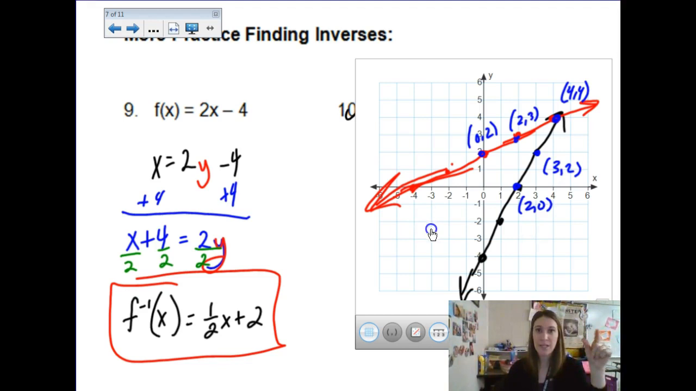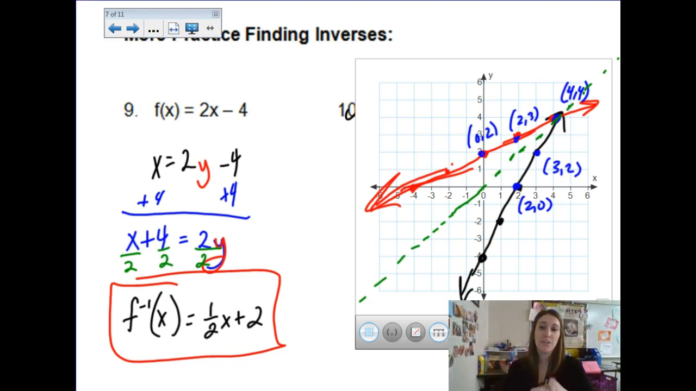One of the properties at the beginning of our lesson said that they were reflections of each other over the line y equals x. Well, y equals x is the identity line. It goes through the origin, has a slope of 1. This green line I'm trying to draw here. And they're symmetrical about that line. If I were to fold the paper right along that green line, they would be mirror images of each other.